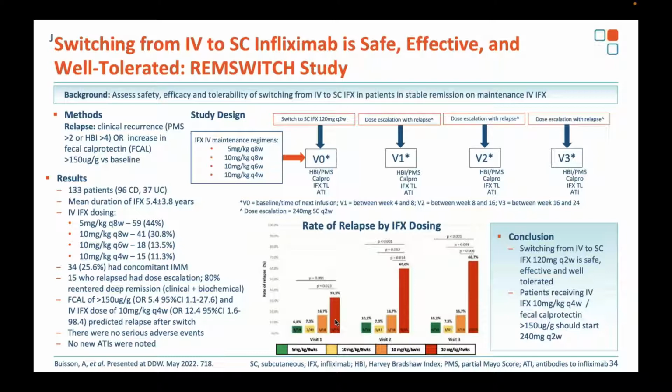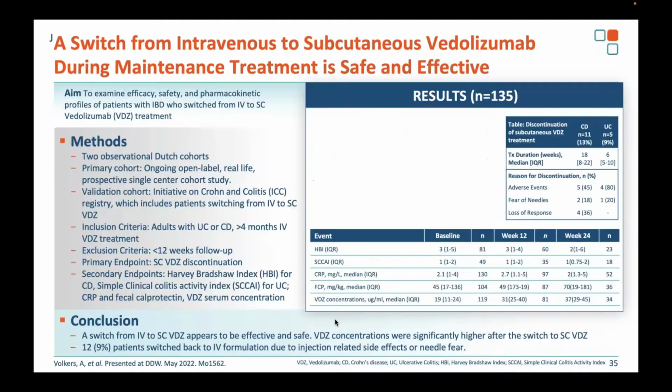In fact, 2 hours ago in clinic, I had this very question from a chap who's off to university. We just escalated him to 10. And he can switch to 120 every other week, according to this.